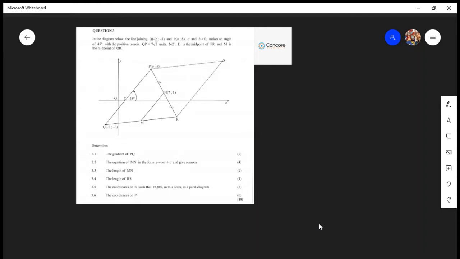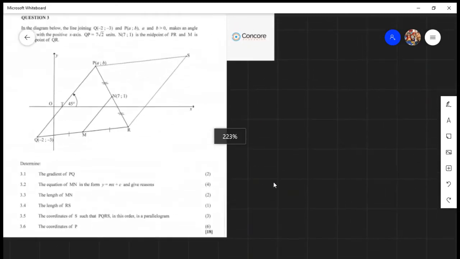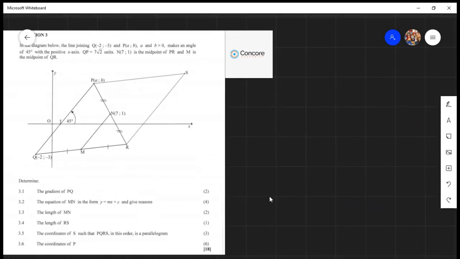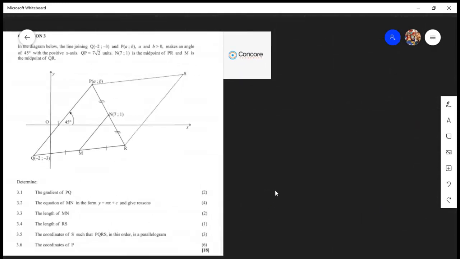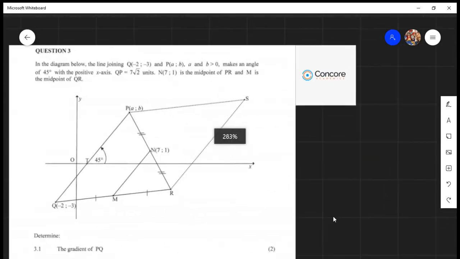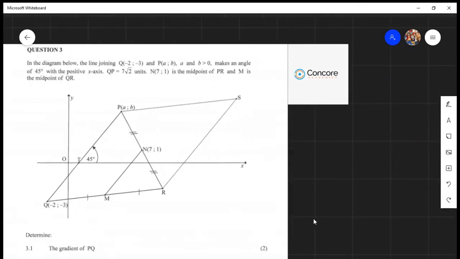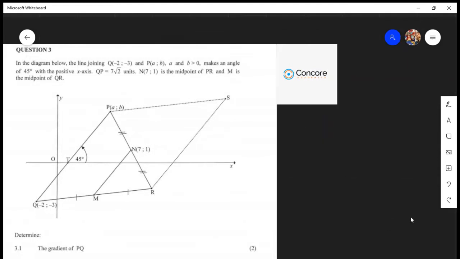Okay, so analytical geometry, right? Is everyone able to clearly see the screen? How about now? We only need the first part of the question. Guys, if you're not asking a question, please can you mute your mics? Okay, so question 3.1, right?